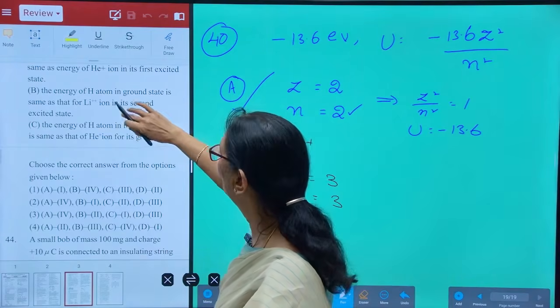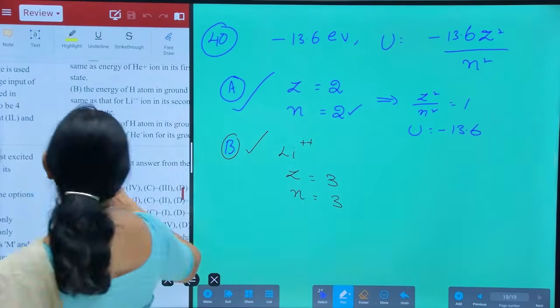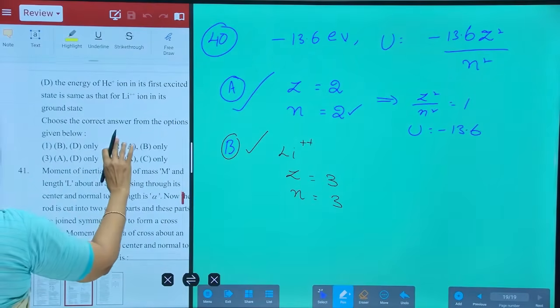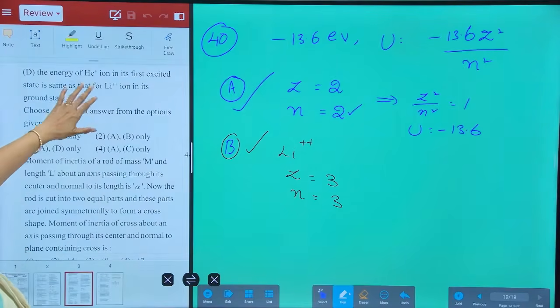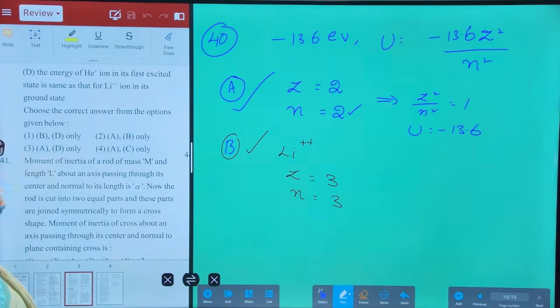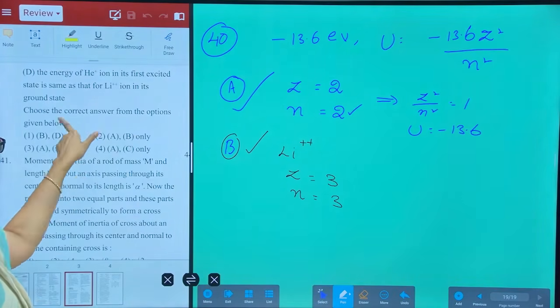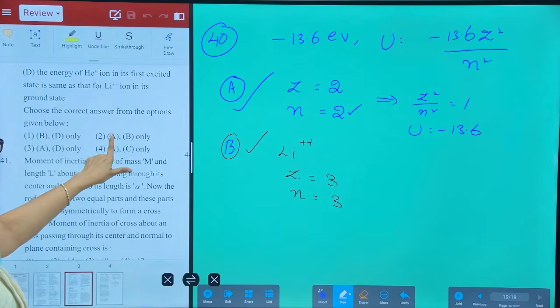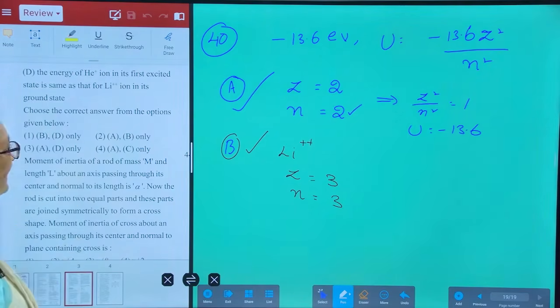Okay, so let me check the correct option for that. See here. Next, energy of helium ion in first excited state is same as that of lithium in ground state. That is also wrong. So, only A and B are true. Choose the correct answer from the options given below. So, A and B are correct. Okay, so second option is correct for that.